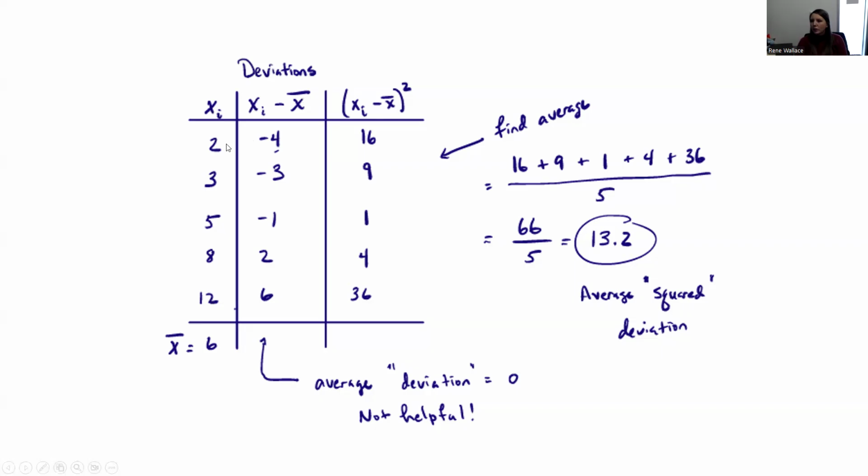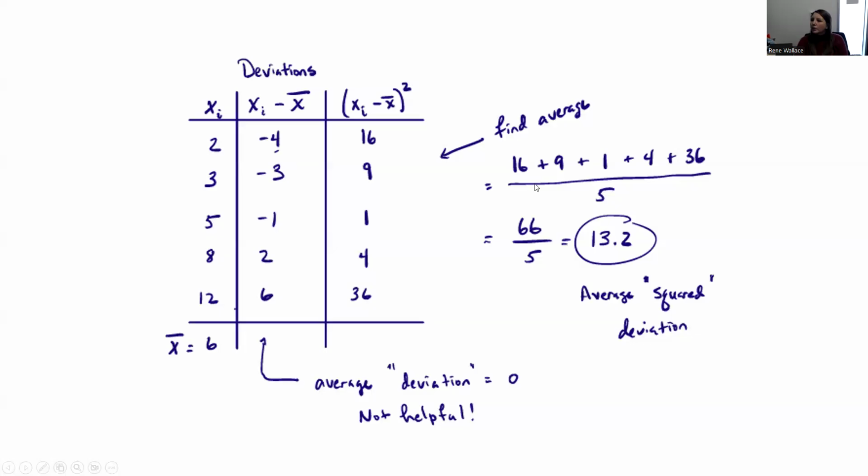Minus X bar. So if the mean was 6, for 2 we're going to subtract 4, we're going to subtract 3, subtract 1, add 2, add 6, positive and negative numbers. And then we've got our xi's minus X bar, our mean, squared. So we square them all: 4 squared is 16, 3 squared is 9, 1 squared is 1, 2 squared is 4, and 6 squared is 36. We did this because we needed to get rid of these negative numbers, right? By squaring a number, we get rid of the negatives.